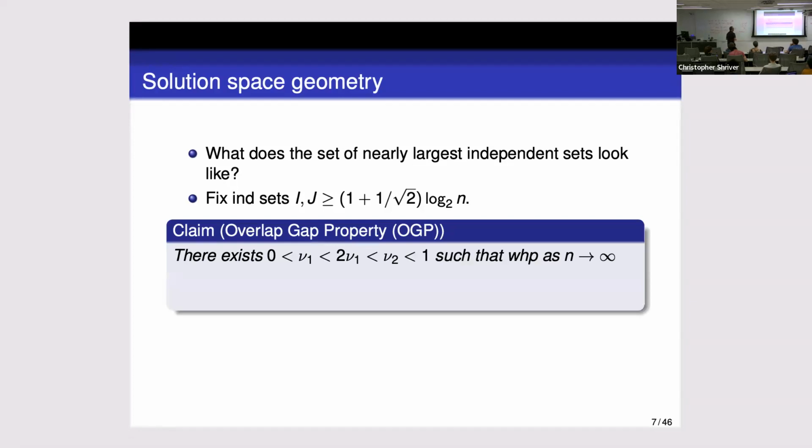Turns out that they exhibit the following property, which we'll refer to as the overlap gap property. There are two numbers, nu1 and nu2. It so happens that twice nu1 is smaller than nu2. This will be important. The following is the case: if you look at the distance between two independent sets I and J, this distance can either take a value at most nu1 times the maximum size, 2 log n, or at least nu2 times the maximum size, 2 log n. Nu1 and nu2 are fractions, so this is a fraction of optimality I'm talking about, and the distances can only take these two values.